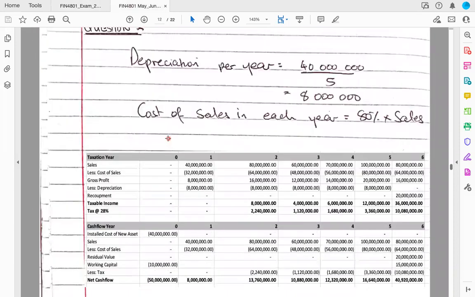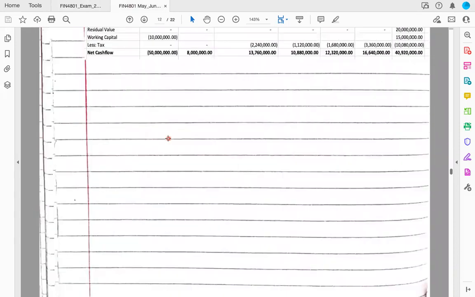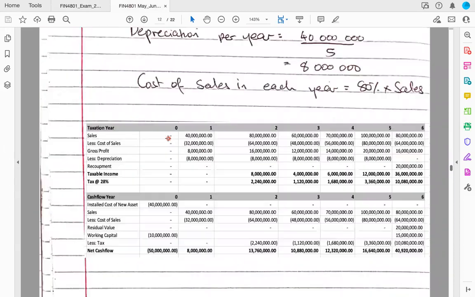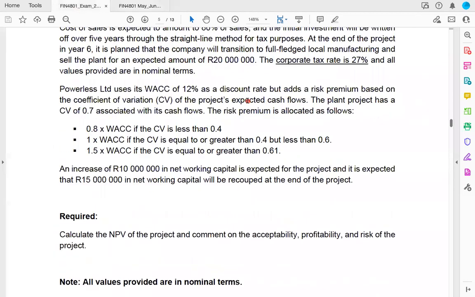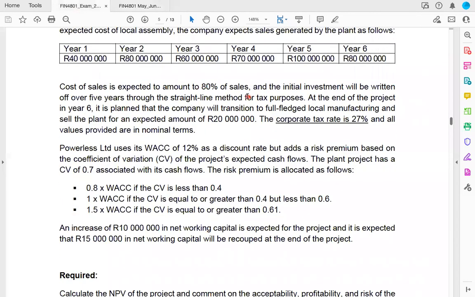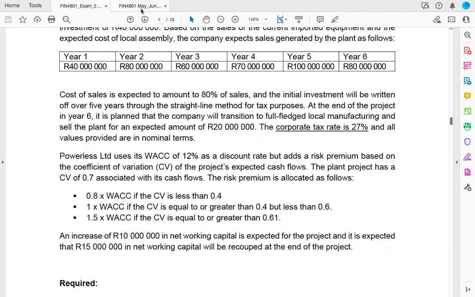So for this particular type of question, there are 2 important parts to the question. The first part of the question is we have to calculate the tax expense for each particular year. Okay, first part, calculate the tax expense for each particular year.